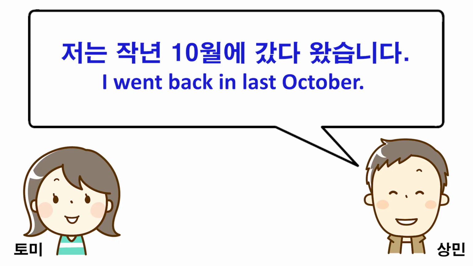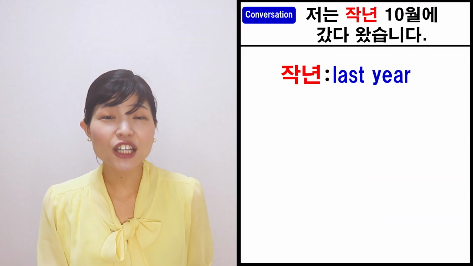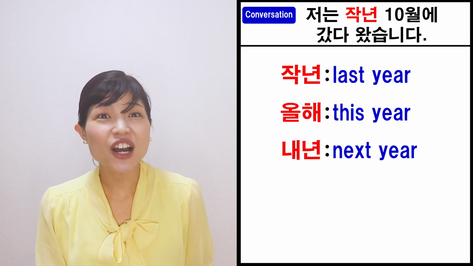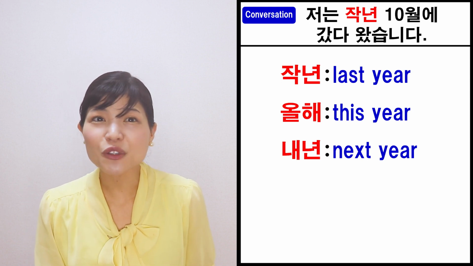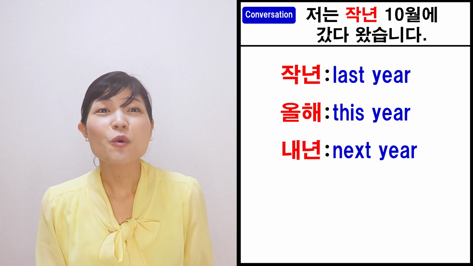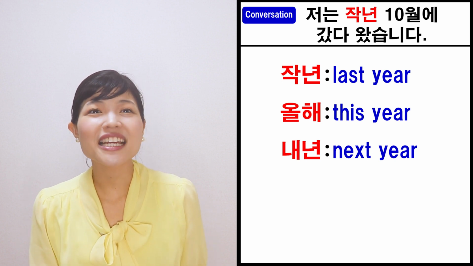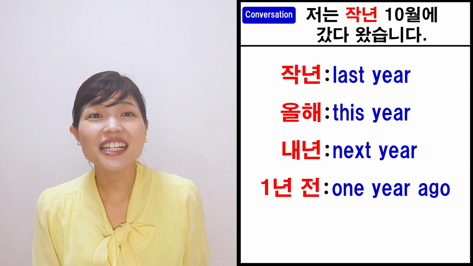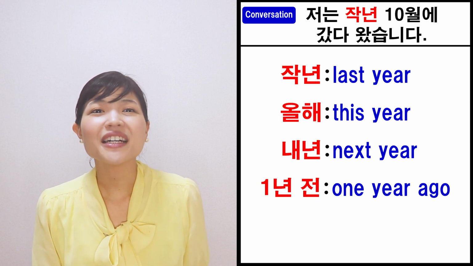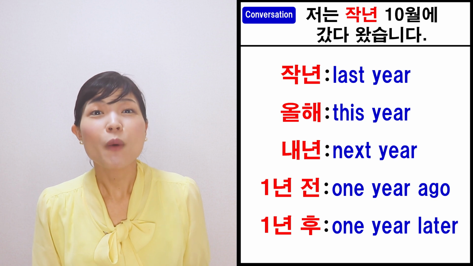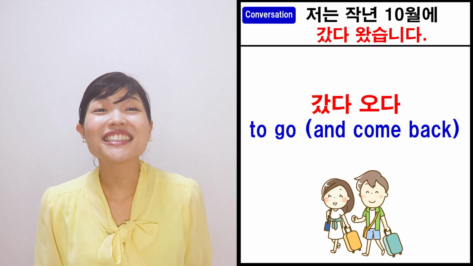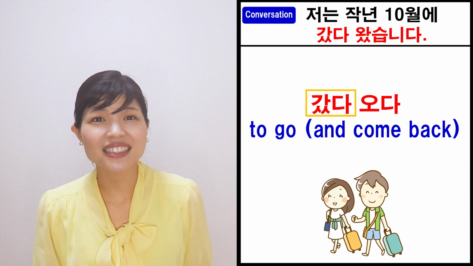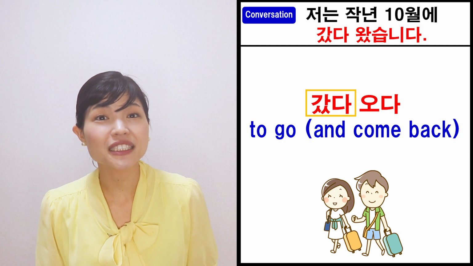저는 작년 10월에 갔다 왔습니다. 작년 means last year. 올해 is this year and 내년 is next year. Then how do you express 1 year ago or 1 year later? As we learned in the previous lesson, you can use the sino numbers to say 1년 전, 1 year ago, and 1년 후, 1 year later. 갔다 오다 means to go and come back, and it is a rare word that has the past tense 갔다 in the beginning of the original form.